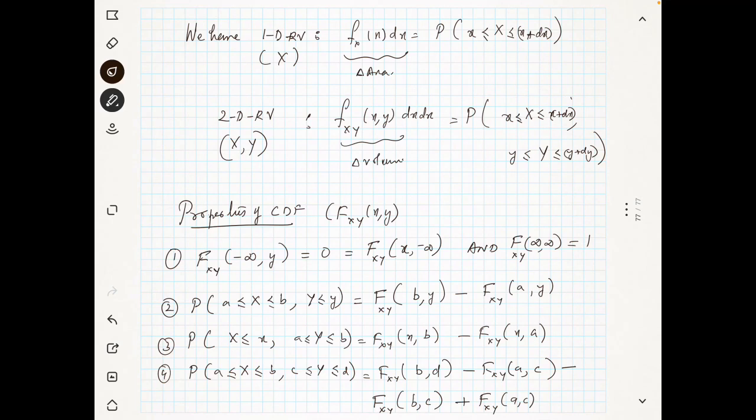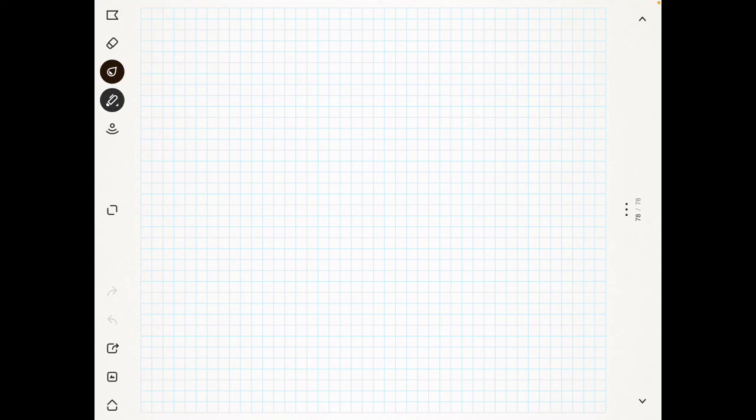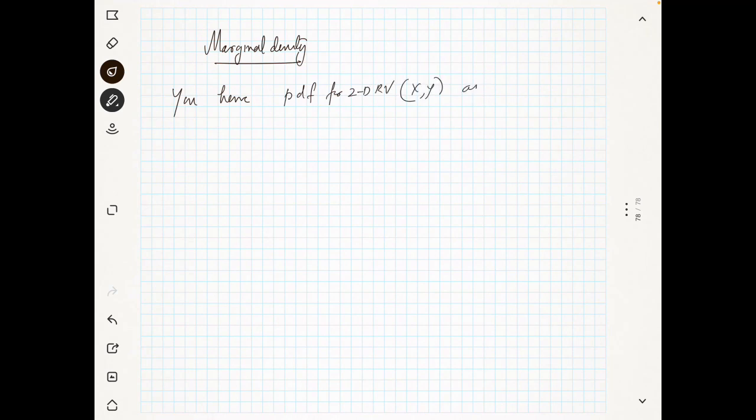Now we have seen all the properties. Now we will talk about the marginal density. That means if you have the PDF for the 2D random variable, the pair X, Y, as f_XY of x, y, and you want to find the marginal PDF, that is, the density of x, you are averaging throughout all the possible values of y. Then f_X of x is the marginal PDF.